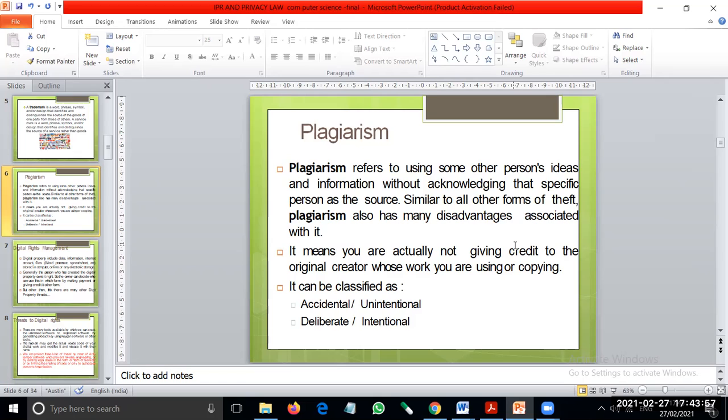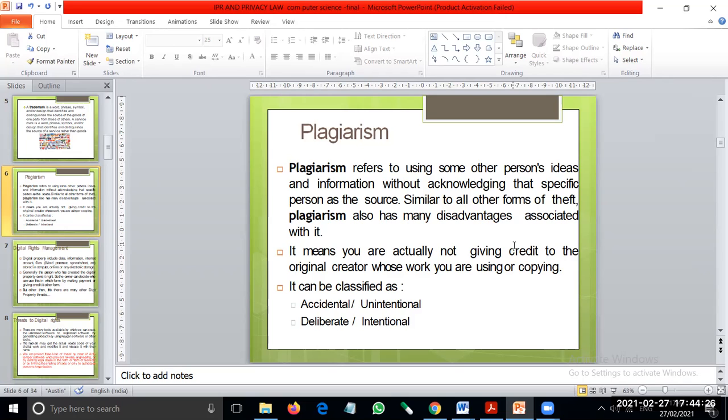Now next is plagiarism, which plays a very important role nowadays. What does plagiarism do? Plagiarism occurs when someone tries to pass off someone else's work, thought or idea as your own without prior knowledge. Plagiarism can be text, audio, video, image. It is the act of copying someone else's work and publishing it as your own.